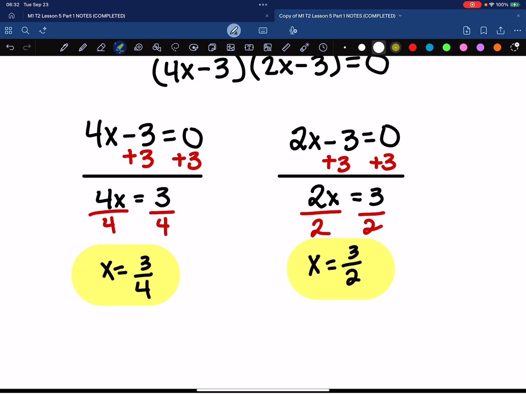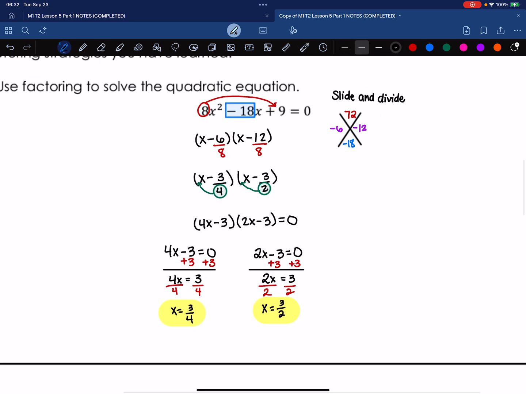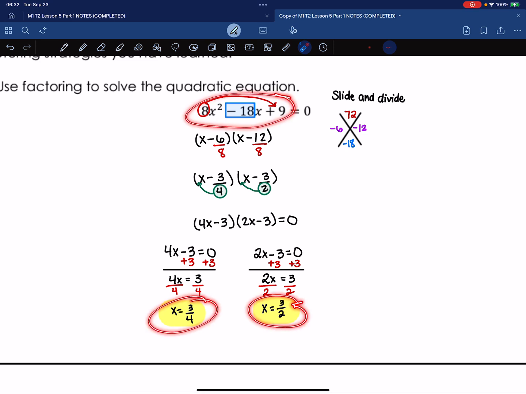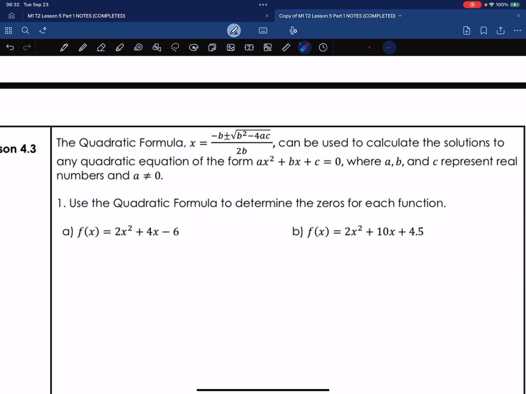If you want to write it as a decimal, you could write it as a decimal. And then if you wanted to check your work, again, you would graph, find the x-intercepts, and make sure that these two numbers match. Okay, now moving on to the next part, the quadratic formula.